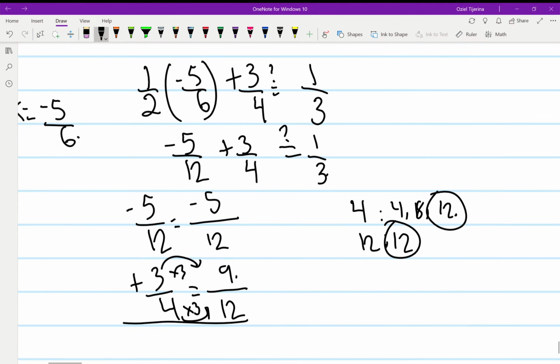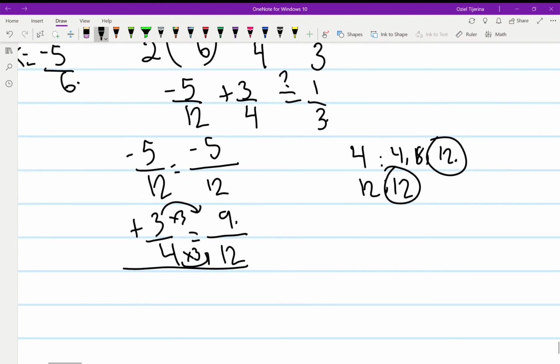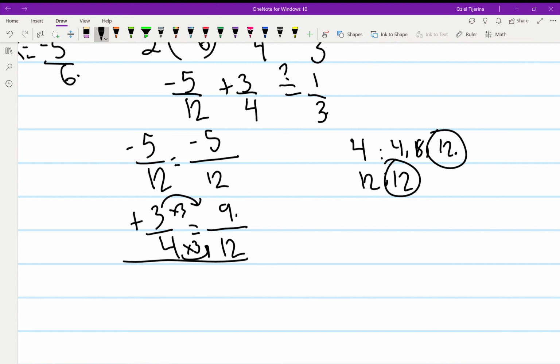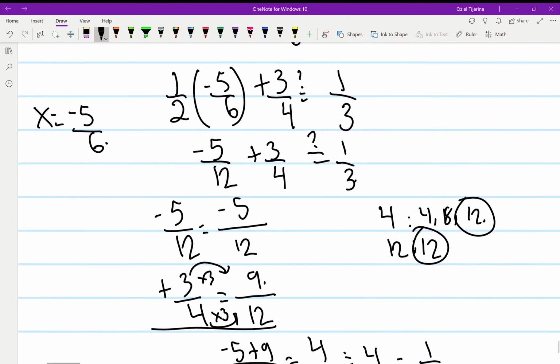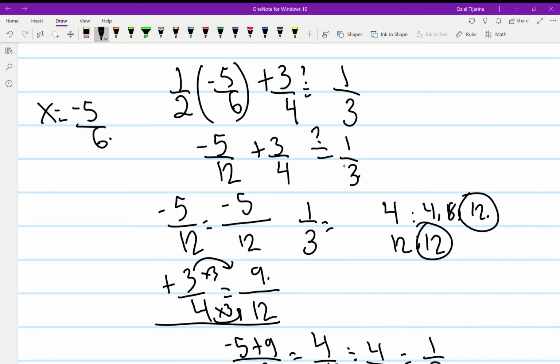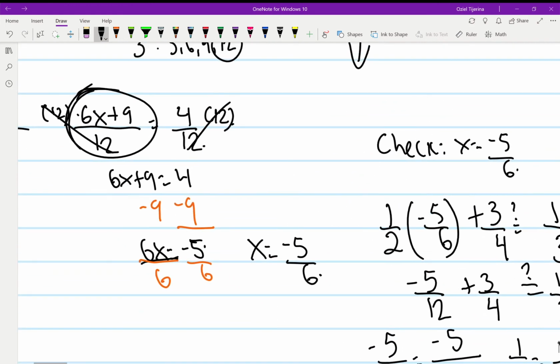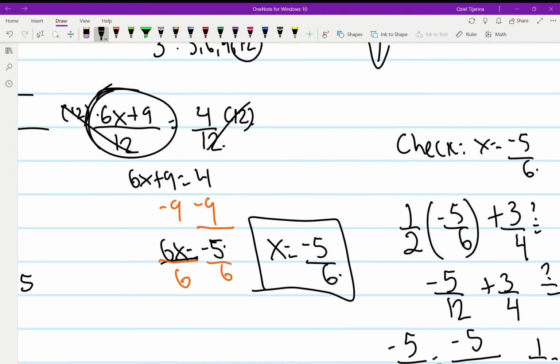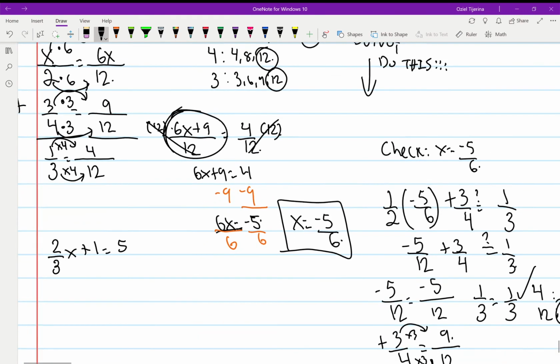So it's going to be negative 5 plus 9 all over 12. That's going to be 4 over 12. And remember to always reduce your fractions. It's going to be 4 divided by 4 on top and bottom, and you're going to get 1/3, okay? And so here we have 1/3 is going to be equal to 1/3, so this is our answer. So x equals negative 5 over 6 is our answer for this problem.